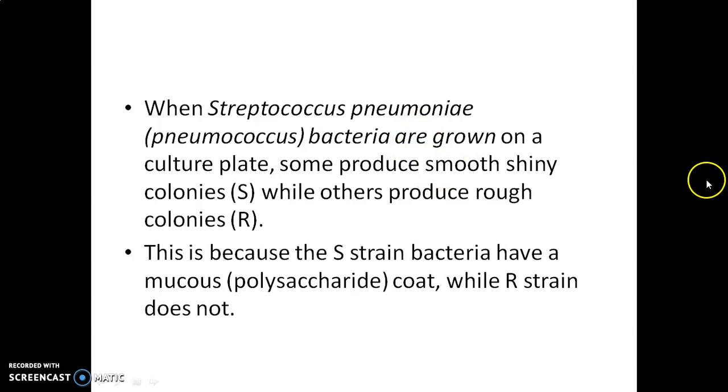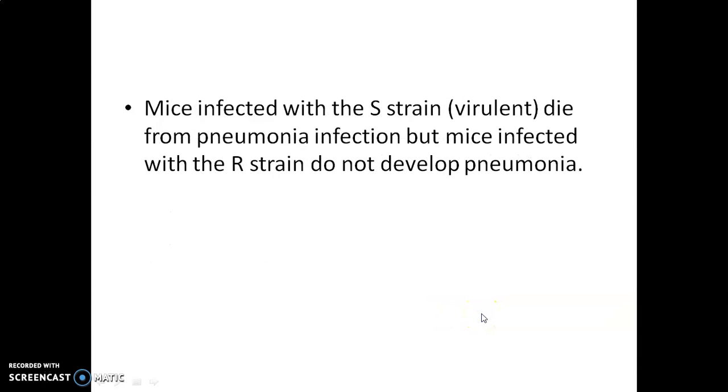These bacteria are grown on a culture plate. Some produce smooth, shiny colonies and he termed it the S strain, while others produce rough colonies. So S means smooth colonies, R stands for rough colonies. This is because the S strain, which produces smooth colonies, has a mucus, a polysaccharide coat, while the R strain does not.